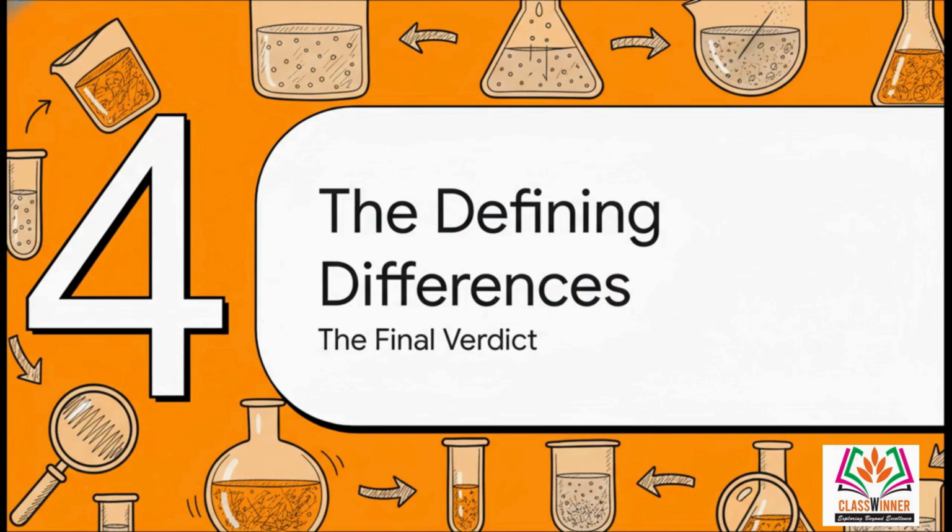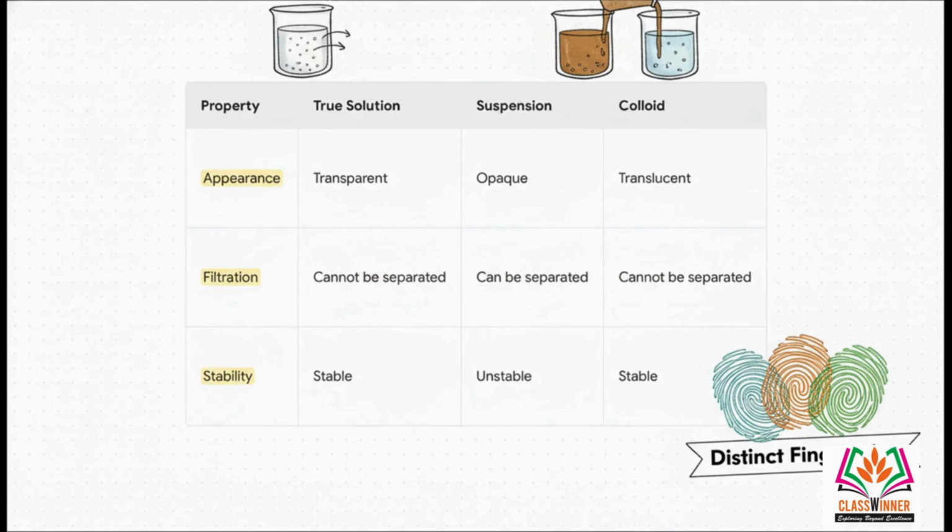So, after putting our suspects through the ringer, the evidence is all in. Let's pull everything together and lay out the final verdict on what makes each of these mixtures so unique. And here it is, the big reveal, side by side. A solution is transparent, can't be filtered, and is super stable. A suspension is opaque, you can filter it, and it's unstable. And the colloid carves out its own special category. It's translucent, can't be separated by a normal filter, and it's stable. See? Each one has its own distinct fingerprint.